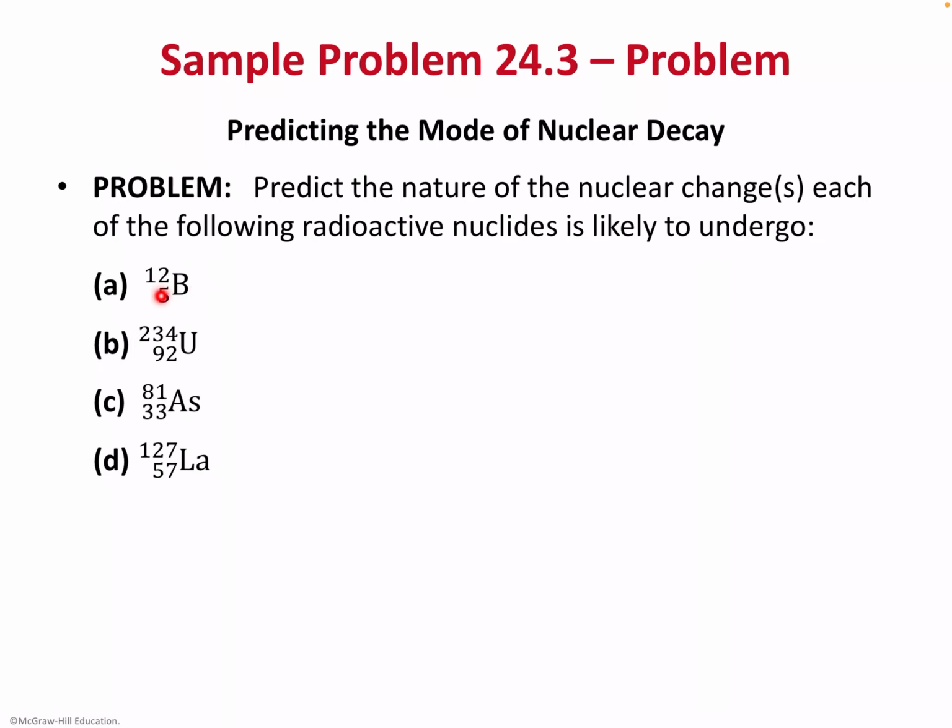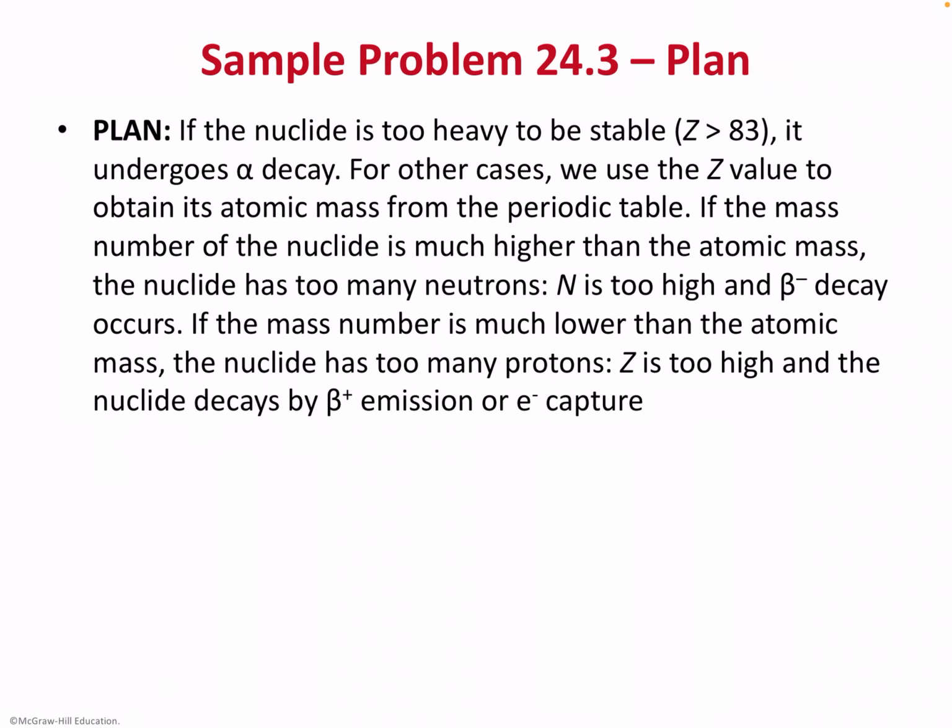But in this nuclide, boron is 12, right? Let me explain. If the nuclide is too heavy to be stable, Z greater than 83, it undergoes alpha decay. For the other cases, we use the Z values to obtain the atomic mass from the periodic table, just like I got for boron, 10.81. If the mass number of the nuclide is much higher than the atomic mass, the nuclide has too many neutrons.